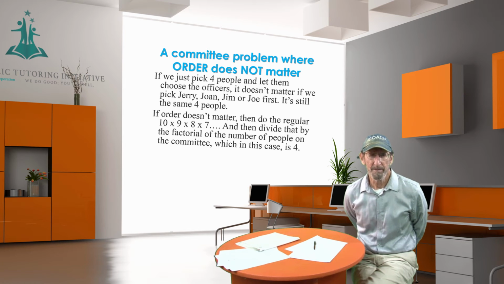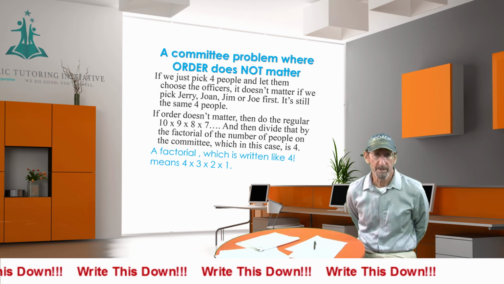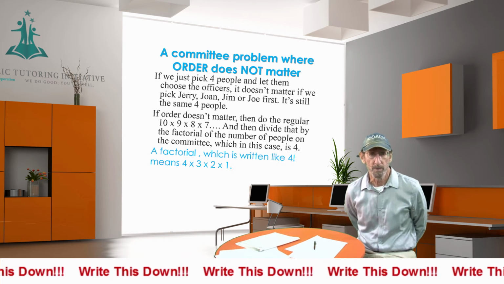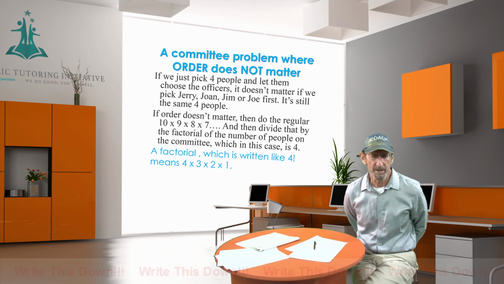divide by the factorial of the number of people on the committee. In this case, it's 4. All right, let's review what a factorial is. It's written 4 with an exclamation mark, and it's equal to 4 times 3 times 2 times 1. Just make that adjustment, and you'll get the answer right.